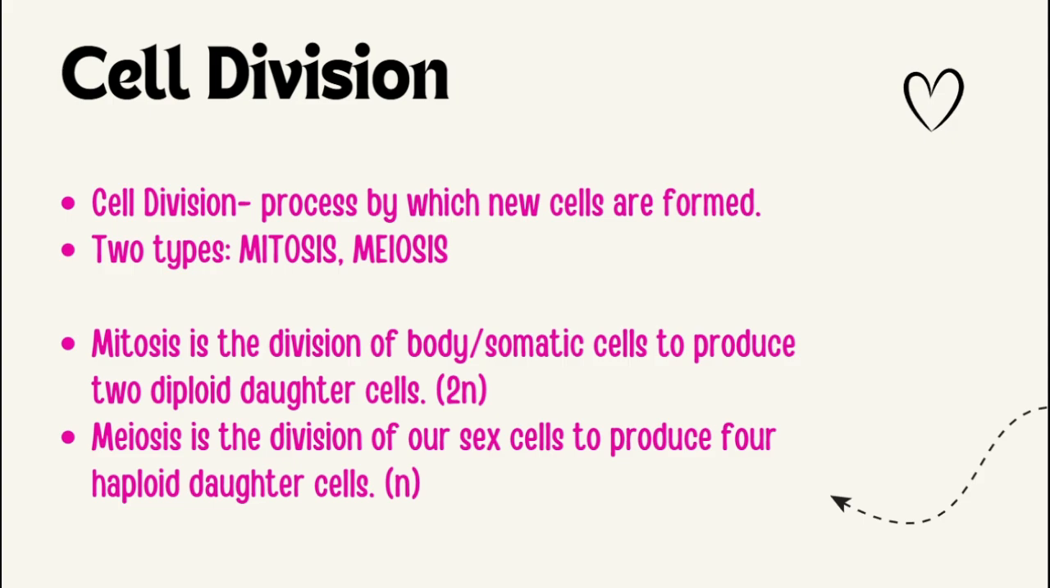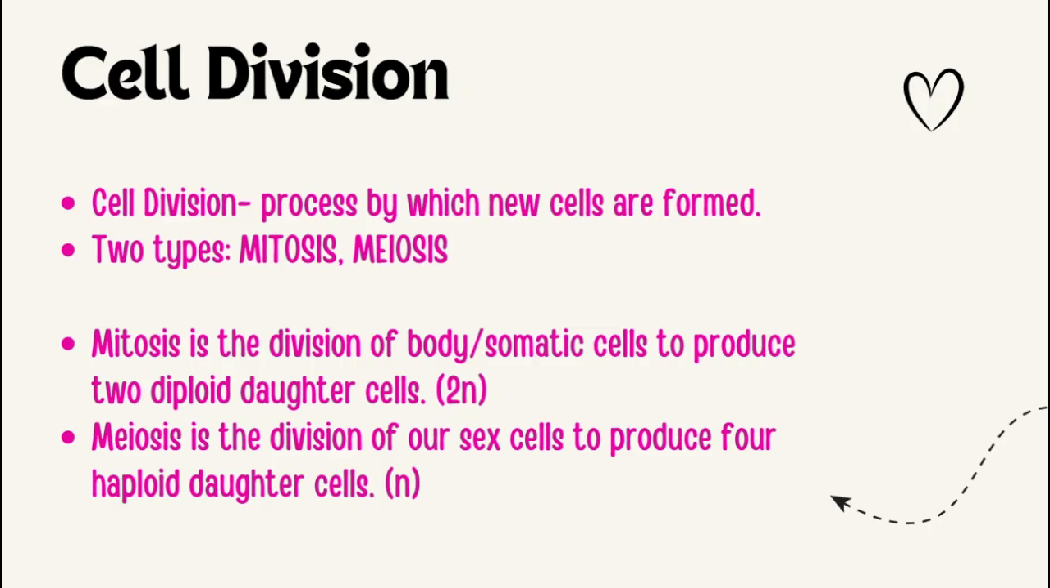Mitosis, that's where our body cells, slash somatic cells, divide. The word somatic is really talking about body cells, so body and somatic are the same thing. In mitosis, body cells or somatic cells divide to produce two diploid daughter cells. So we know that the end result of mitosis is going to be two, and it's represented by 2n.